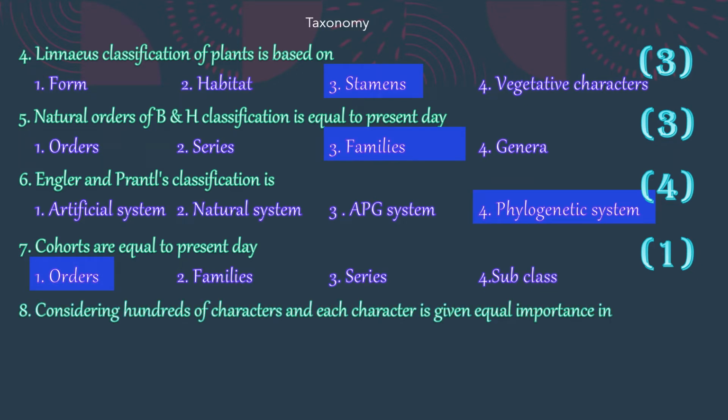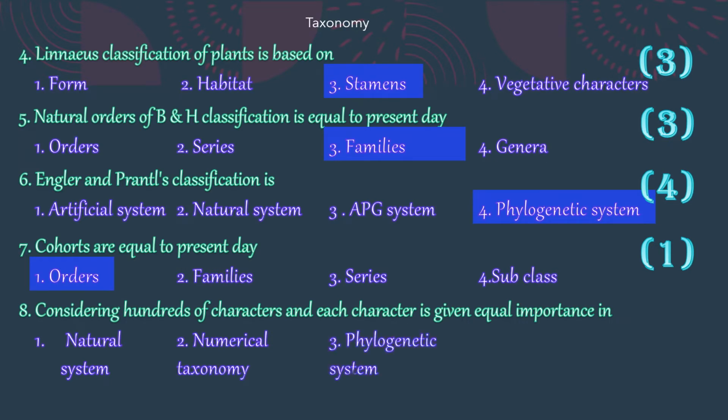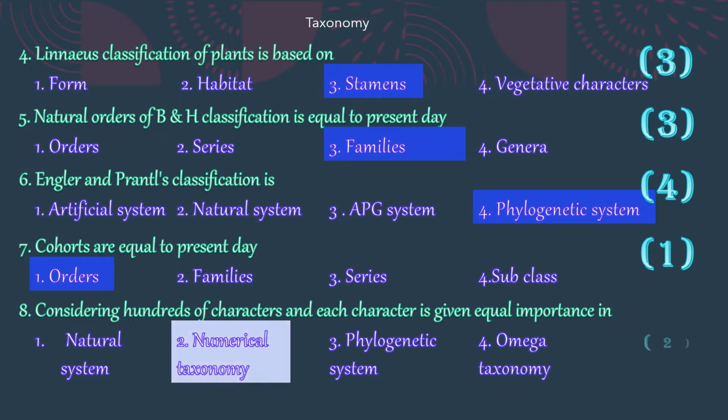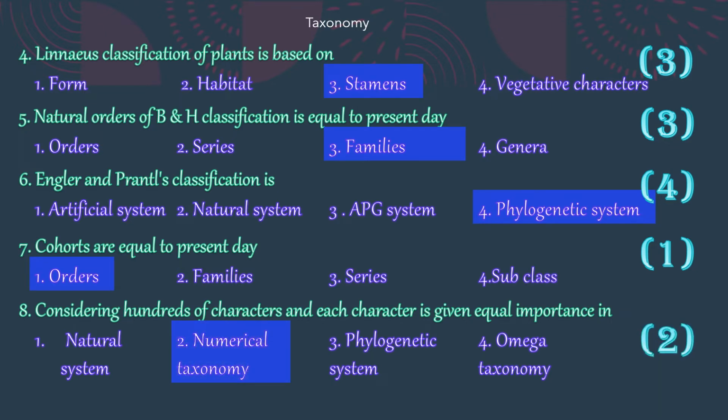Considering hundreds of characters and each character is given equal importance, in option 1, natural system, option 2, numerical taxonomy, option 3, phylogenetic system, option 4, omega taxonomy. The answer is 2. Numerical taxonomy.